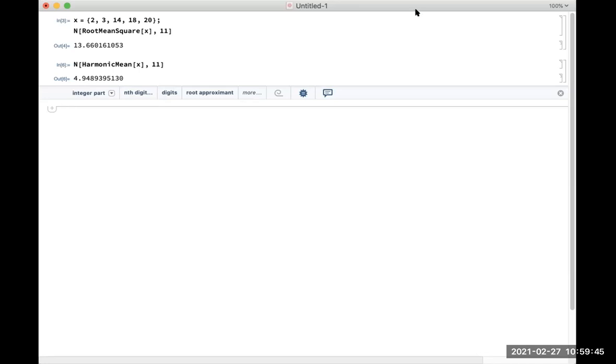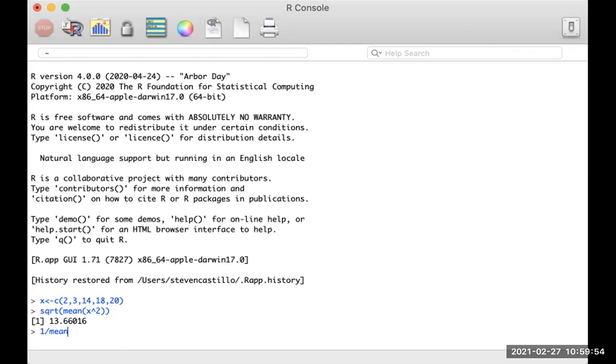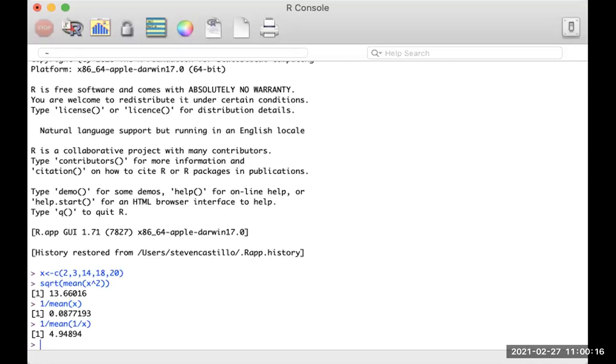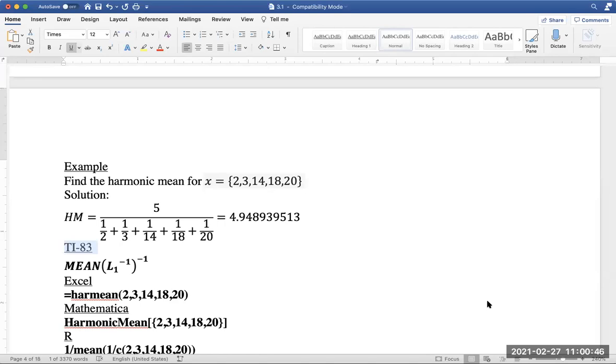Let's do R. And so 1 over the mean of X. Wrong. 1 over the mean of 1 over X. Okay, that's correct now. 4.94894. And so that's the harmonic mean. It's the reciprocal of the expected value of the reciprocals. And you really can't do that for StatDisk. It doesn't allow you. It only outputs what it wants to output. Okay.